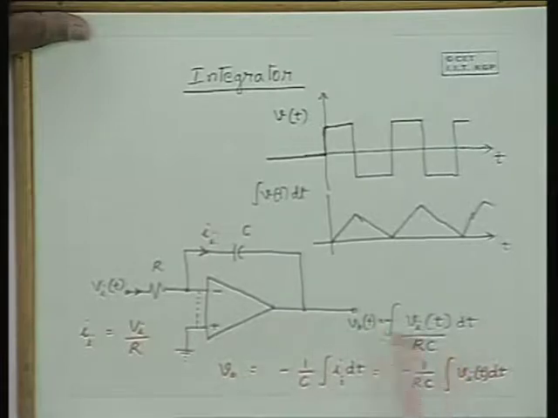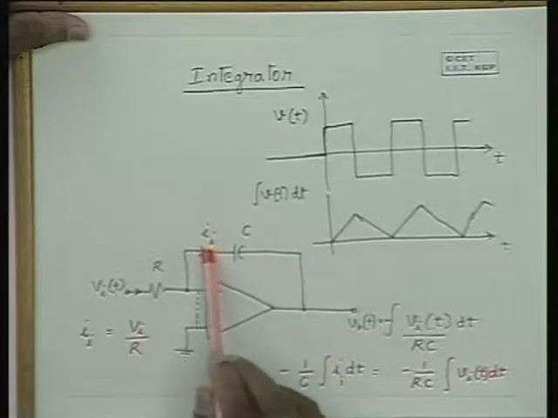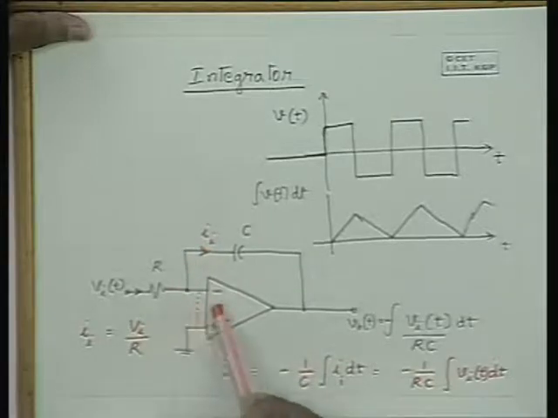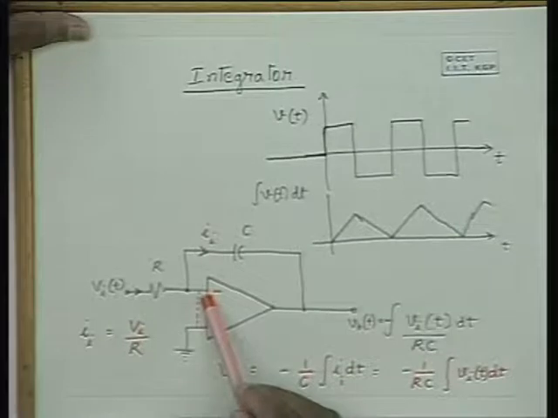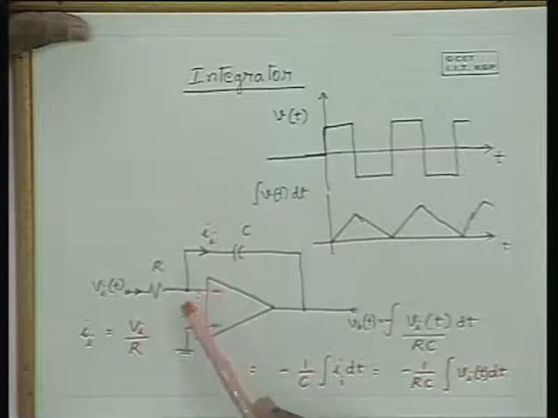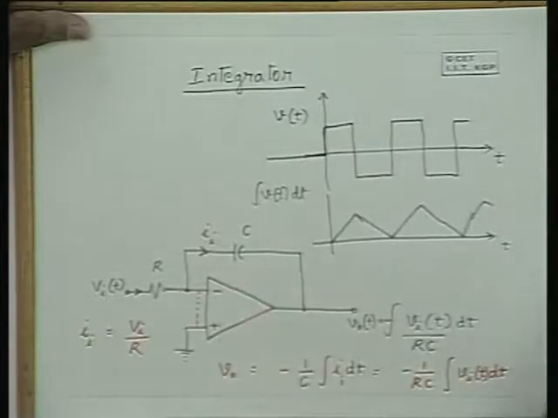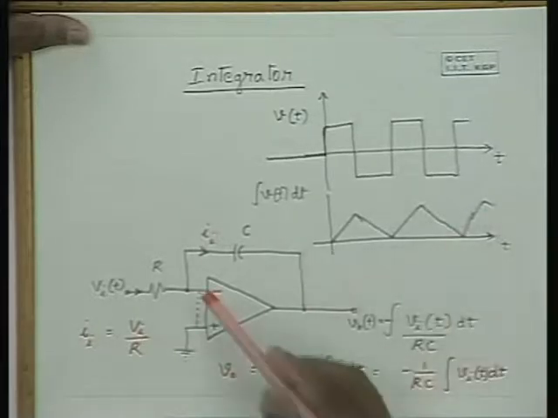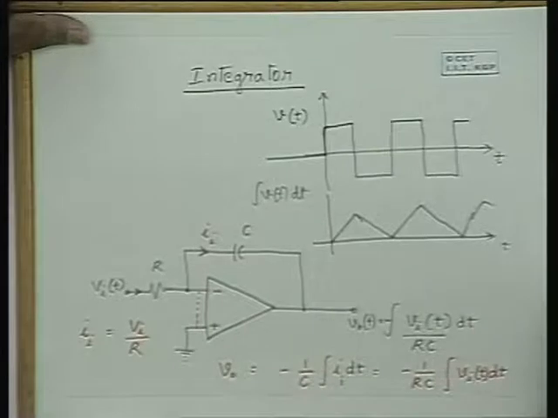Hence, C dV0 by dt would be the current that flows through the capacitor, with the negative sign, and that's what compensates this, and no current flows through this terminal into the operational amplifier. So this virtual short and the principle of feedback are applicable because of the operational amplifier. If you remove the operational amplifier, the input and output terminals are isolated and it doesn't work like an integrator, assuming that you are going to short circuit this.